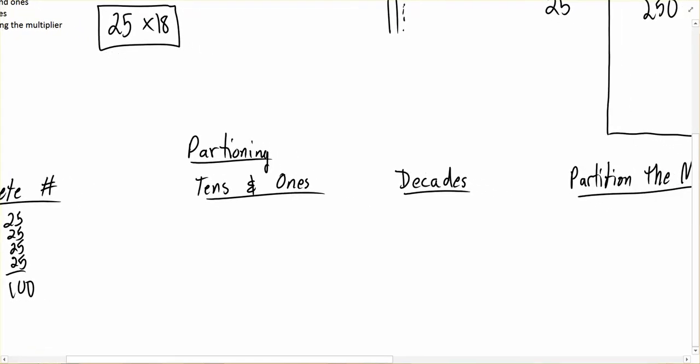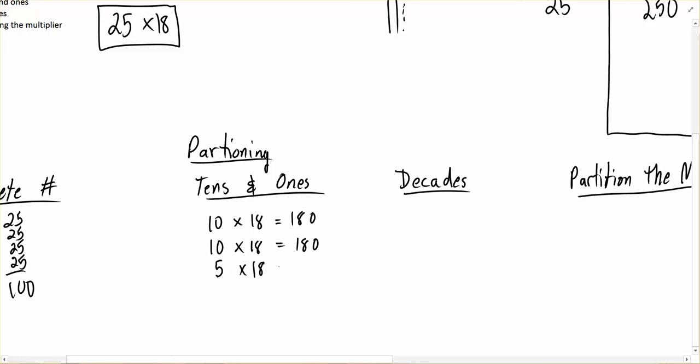That's complete number. A partitioning strategy, on the other hand, uses some place value ideas to help students make sense of that. So for example, partitioning by tens and ones essentially says, let's take our 25 and split it up into 10 and 10 and 5. And I know that I've got 18 tens, and I've got 18 of those tens, and I've got 18 fives. And we can add these all up.